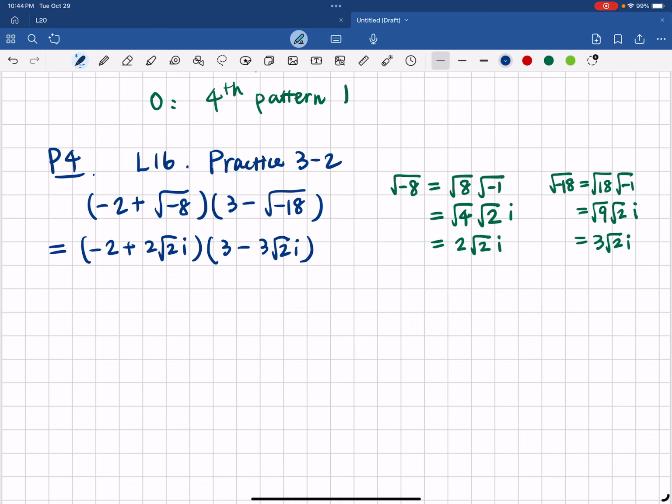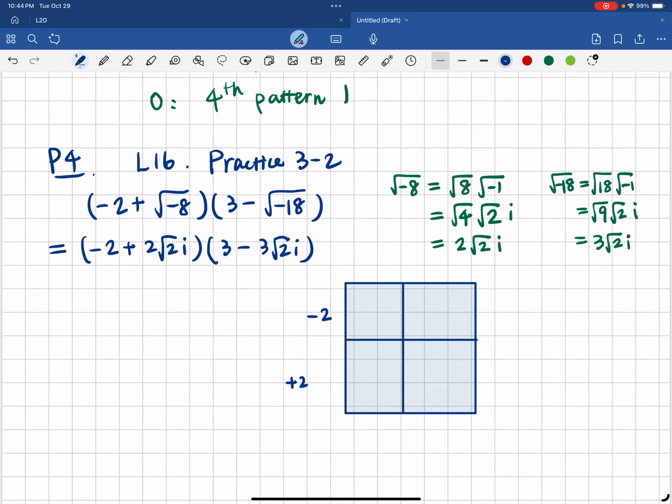Okay, so this is a FOIL problem. I'm going to use the box to calculate, just like before, because in my opinion, I think the box is the best way to organize the products. So we have -2, positive 2 radical 2i, 3, -3 radical 2i. Let's multiply. -2 times 3, -6. -2 times -3 radical 2i, 6 radical 2i. Positive 2 radical 2i times 3, 6 radical 2i. Finally, 2 radical 2i times -3 radical 2i.